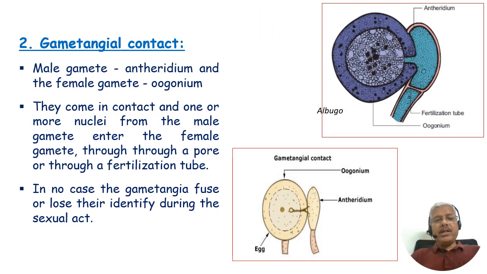In gametangial contact, the male gametangium, that is the antheridium, and the female gametangium, that is the oogonium, come in contact, and one or more nuclei from the male gametangium enter the female gametangium. The intervening wall of the oogonium is dissolved through a pore or through a fertilization tube. In no case do the gametangia fuse or lose their identity during the sexual act.